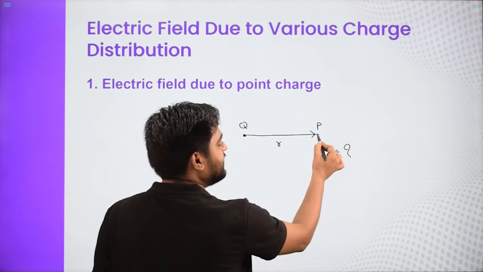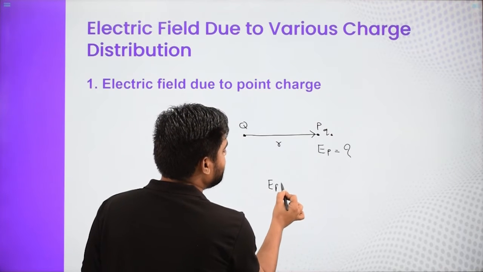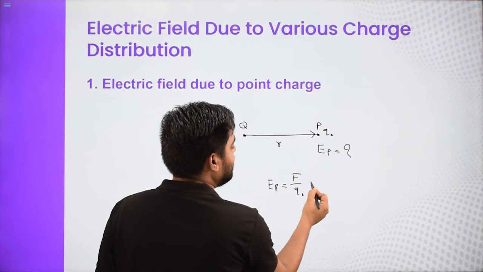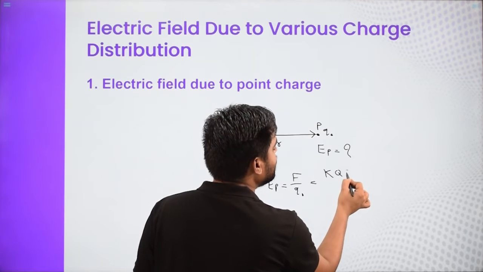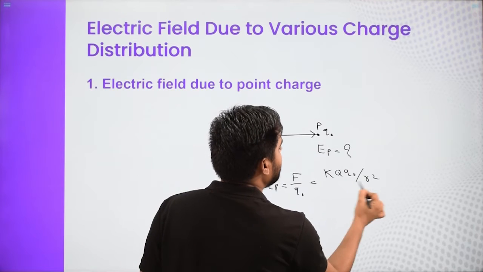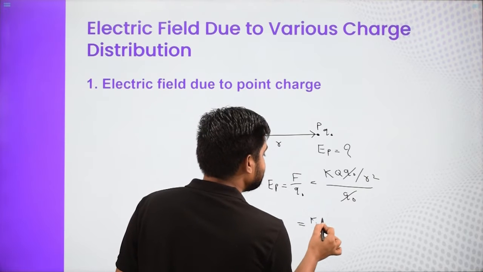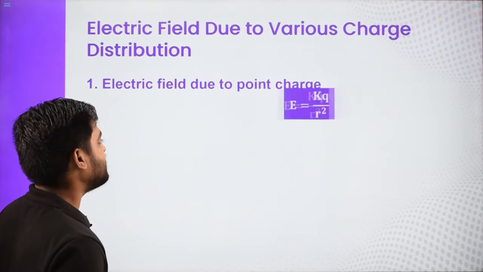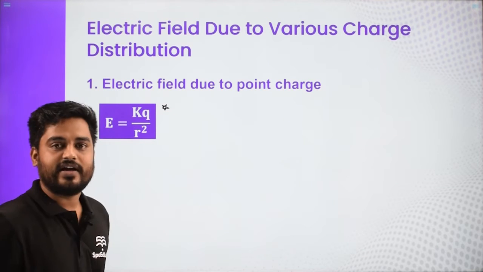Basically we take a point test charge, let's say Q naught, and we say the electric field at point P is basically force experienced by Q naught divided by Q naught, and Q naught is just the test charge. So what is the force experienced by that? KQ Q naught by r square, and divide by Q naught. So Q naught can be cancelled out and we get KQ by r square. So electric field due to a point charge capital Q at r distance is given by KQ by r square.